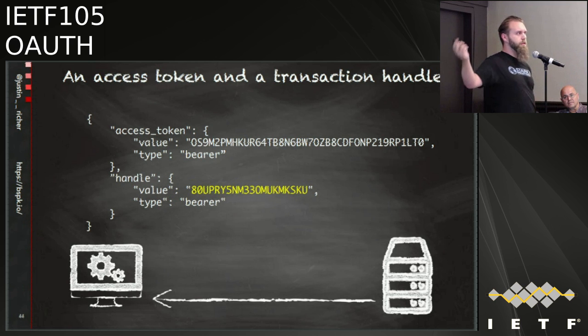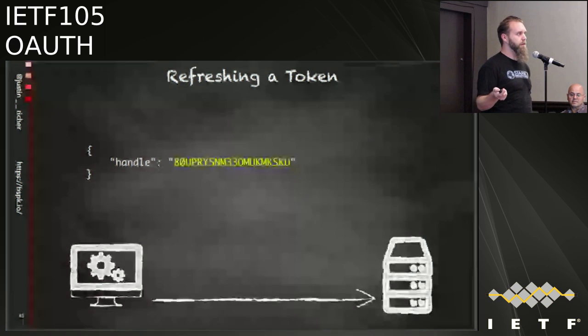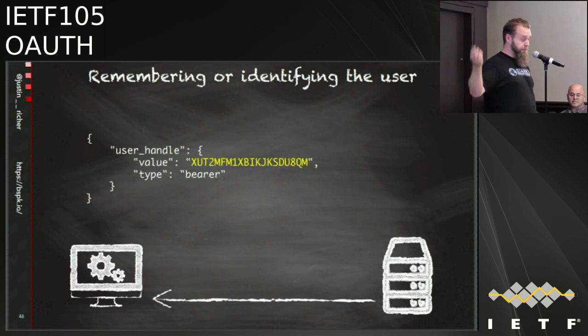So we can use the same transaction handle mechanism that we used to get the token in the first place to get refresh tokens. So I'm just saying that that whole thing that we did before, if you still trust me, then I'm just asking for the next access token that's associated with this transaction. And again, the client has to prove its keys every time.